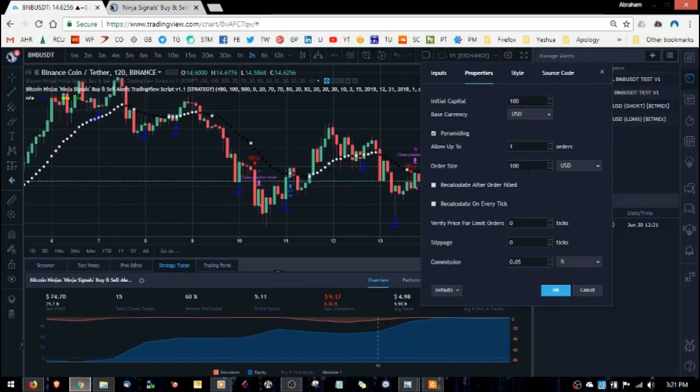So for example, say I want to allow more than one buy to happen at some of these buy arrows. I need to make sure it still makes mathematical sense. So let's say I want to allow up to 2 buys for each sell arrow. I'm going to change that to 2, and I'm going to drop my order size to 50, because 2 orders of $50 each equals 100, which is my initial capital. And that's how you can make sure that this makes mathematical sense.